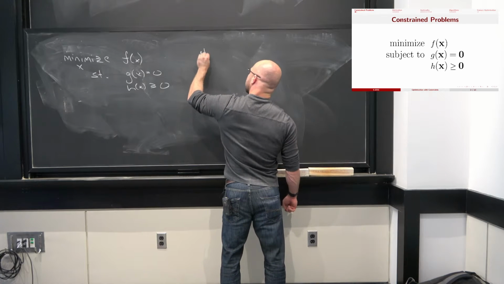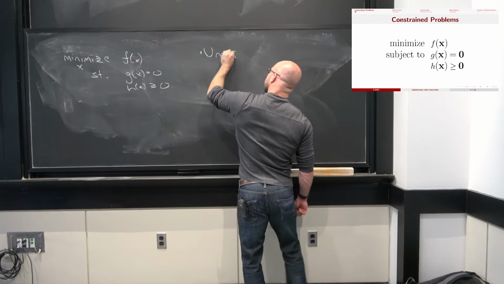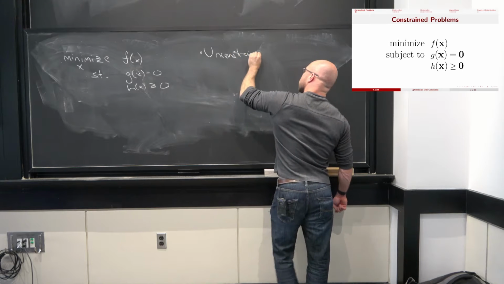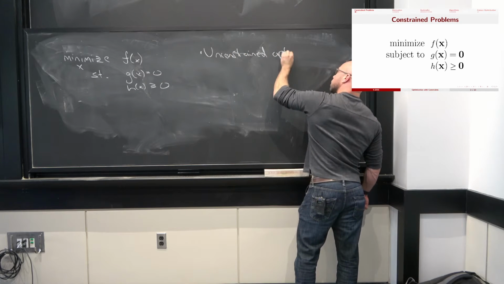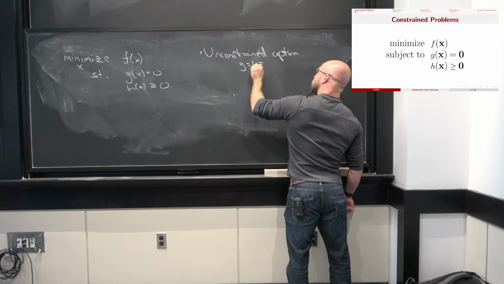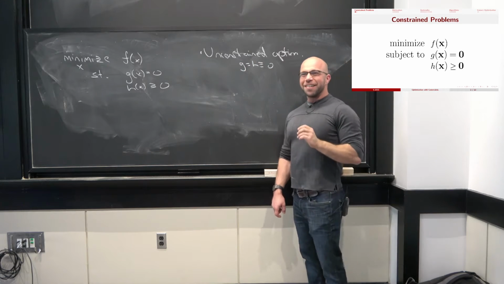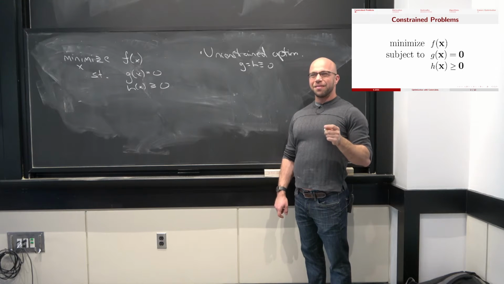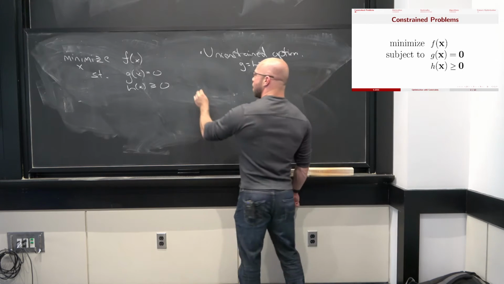How could I do unconstrained optimization? Well, I could take g equals h equals 0, and now I'm doing unconstrained optimization on f. What are some other ones?